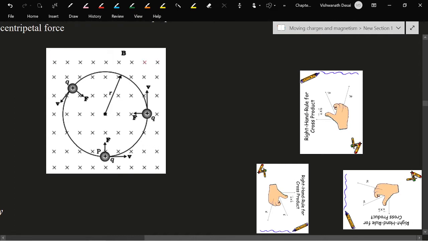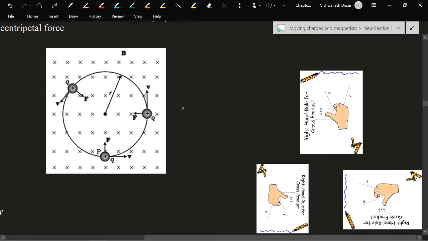This is the magnetic field into the board or into the plane of the paper where I am writing it. So it is starting from outside the paper and entering into the paper. That's what these cross or into mark indicates.